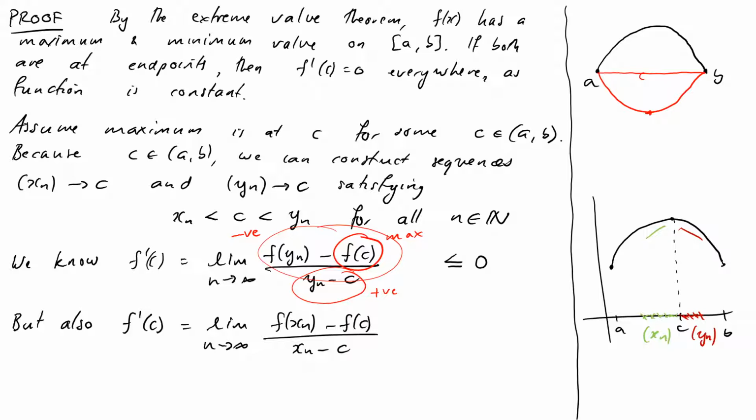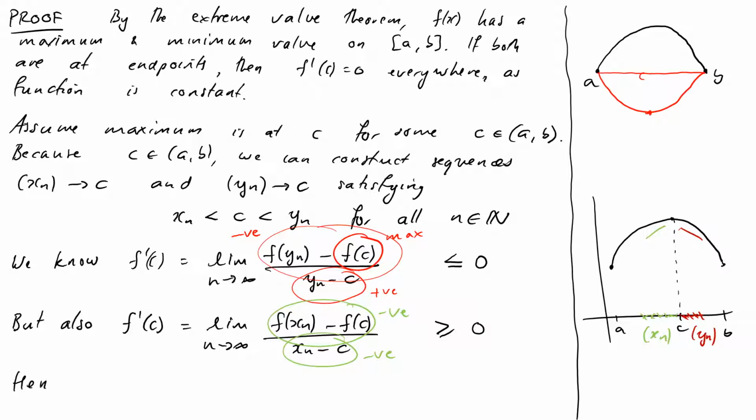And this one, f of xn minus f of c, is still going to be negative, but now the bottom of our fraction is going to be negative as well. So this term is negative and negative. Let's get that correct. The top is still negative like it was before. So overall, this has got to be greater than or equal to 0.